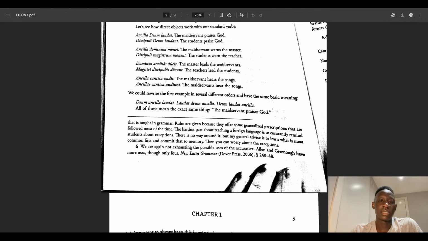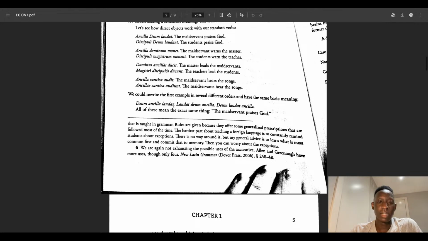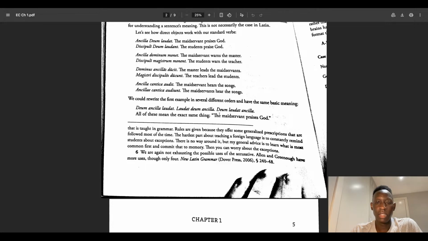Ancilla cantica audit. The maidservant hears the songs. Ancillae cantica audiunt. The maidservants hear the songs. We could rewrite the first example in several different orders and have the same basic meaning. Deum ancilla laudat. Laudat Deum ancilla. Deum laudat ancilla. All of them mean the exact same thing. The maidservant praises God.